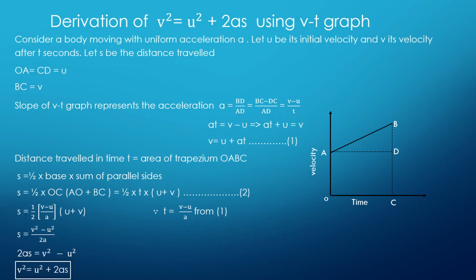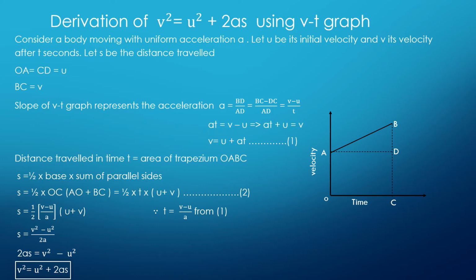Let's derive the equation v square is equal to u square plus 2as using velocity time graph. Consider a body moving with a uniform acceleration a. Let u be its initial velocity and v be its final velocity or velocity after t seconds. Let s be the distance travelled. Let AB represents the velocity time graph. From the graph, OA is equal to CD is equal to U, which is the initial velocity. BC is equal to V, which is the velocity after t seconds.